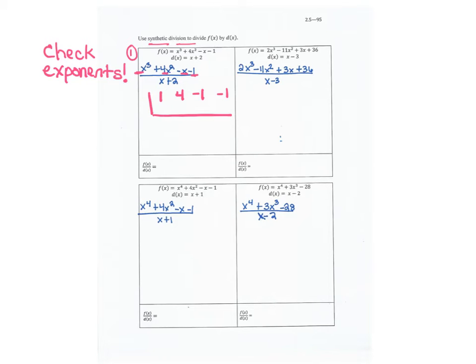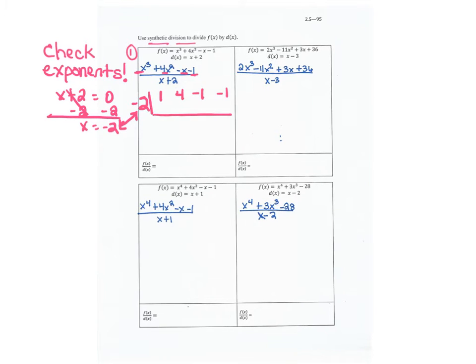Step 2 is I need to know what number do I put here. So to find that number, I take my divisor, my x plus 2, and remember I set it equal to 0, and I solve for x. So I subtract 2 from both sides to solve for x. So x equals -2, and that's the number that goes right here. So I take my divisor, set it equal to 0 to get my -2.